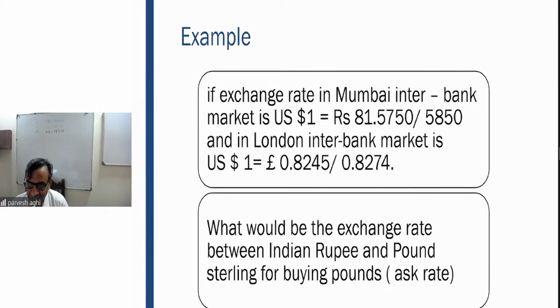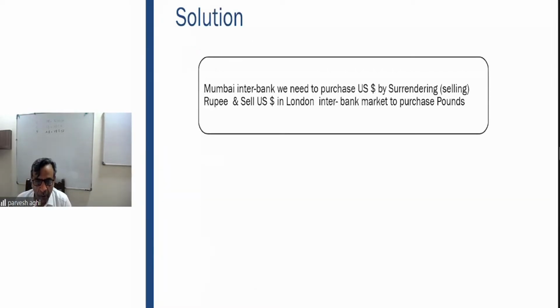So you need to calculate the ask rate. Ask rate is when I need pounds, when I want to buy pounds. So I need to have the ask rate. If I have to sell, I need the bid rate, but I need to buy pounds. So I should know the rate of the pound. First, in the Mumbai interbank market, we need to purchase US dollars. So I'm going to buy a US dollar.